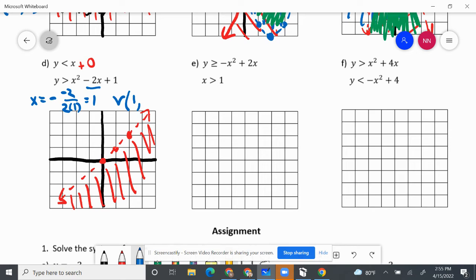When I plug in a 1, 1 squared is 1. Negative 2 times 1 is negative 2 plus 1. That would give me a 0. So 1, 0 is my vertex. We use the pattern, going right 1, up 1, and then right 2, up 4. And that gives me a dashed line. And since it's greater than, it's above the vertex, so I do everything above the vertex.